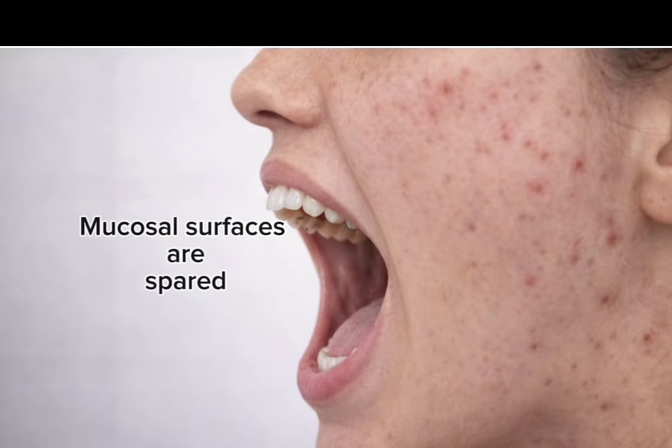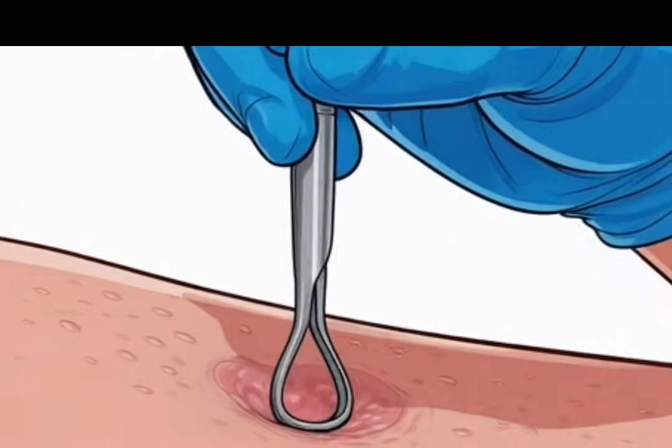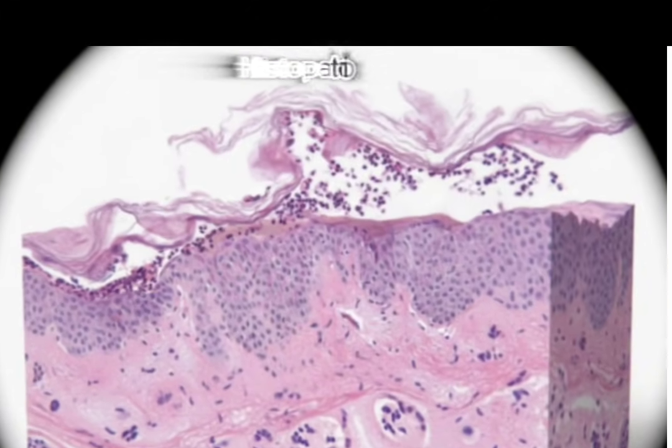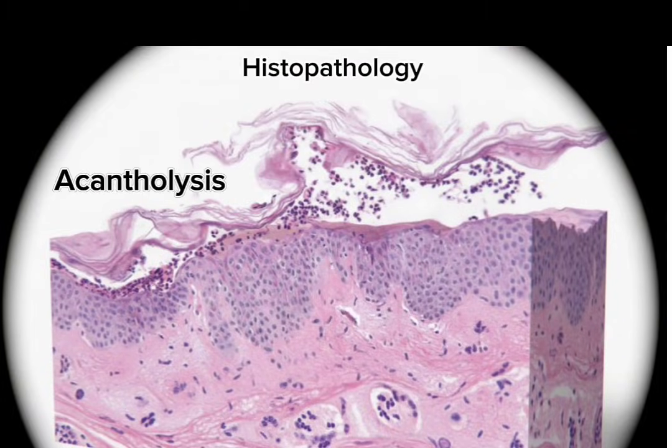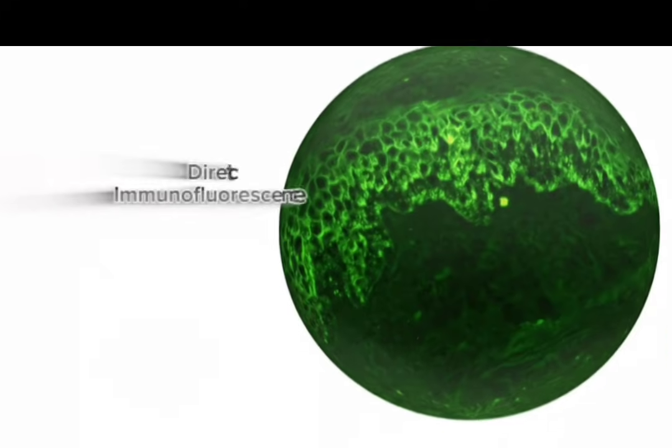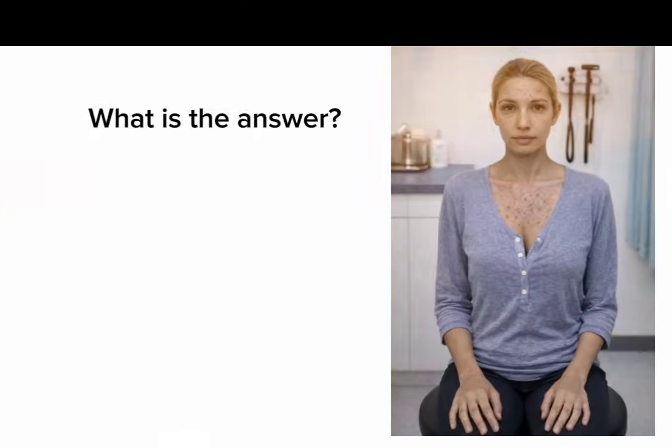Mucosal surfaces are spared. A skin biopsy is performed. Histopathology shows superficial acantholysis just below the stratum corneum, with detached keratinocytes in the blister cavity and a mild inflammatory infiltrate. Direct immunofluorescence reveals intercellular IgG in the upper epidermis. So, what is the answer?